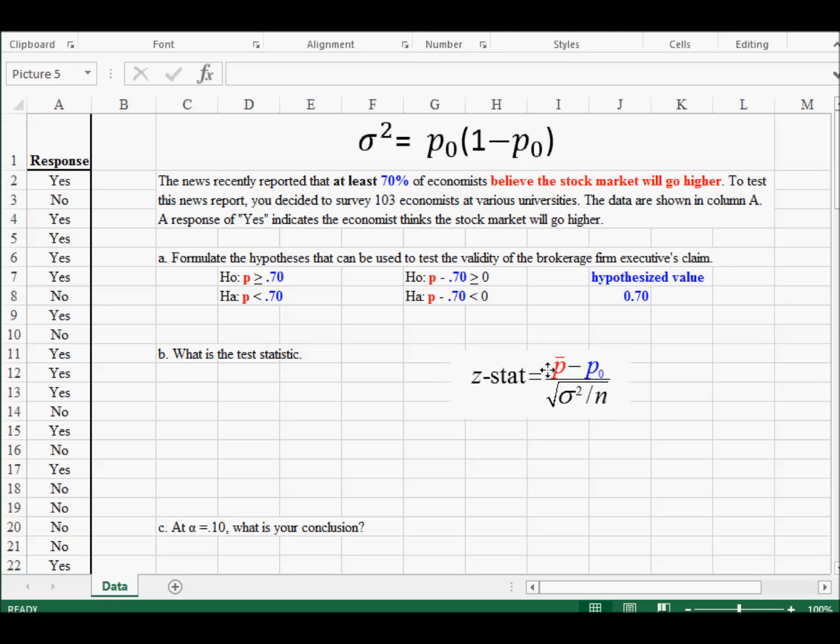Okay, so what do we need? We need the sigma squared, we need the p-bar, we need the hypothesized value, which is 0.7. So the sigma squared is 0.21. And how did I get that? I took 0.7, which is J8 here, and multiplied it by 1 minus 0.7. So the sigma squared for this problem is 0.21.